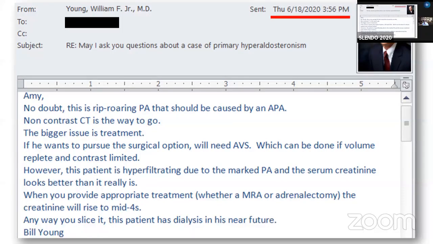Non-contrast CT is the way to go. The bigger issue is treatment. If he wants to pursue the surgical option, we'll need adrenal vein sampling, which can be done if volume replete and the contrast is limited. However, this patient is hyperfiltrating due to the marked PA and the serum creatinine looks better than it really is. When you provide appropriate treatment, whether an MRA or adrenalectomy, the creatinine will rise to the mid-4s. Any way you slice it, this patient has dialysis in his near future.